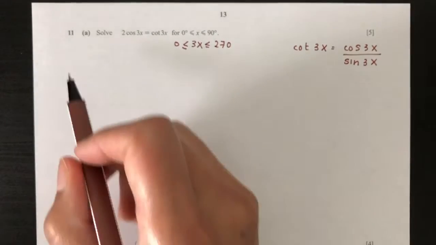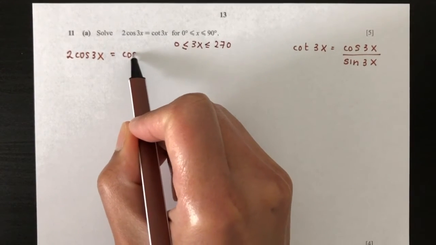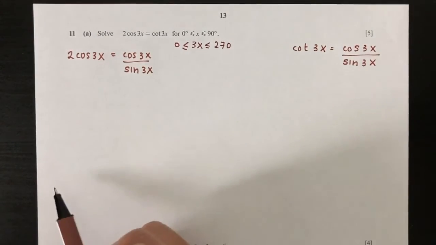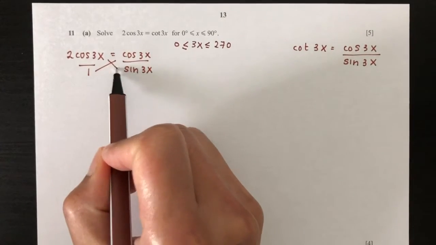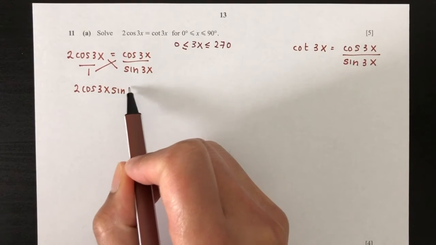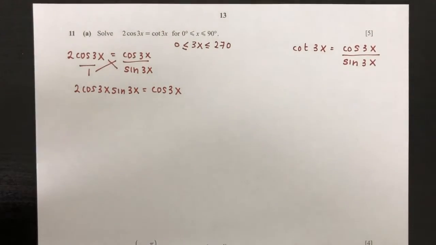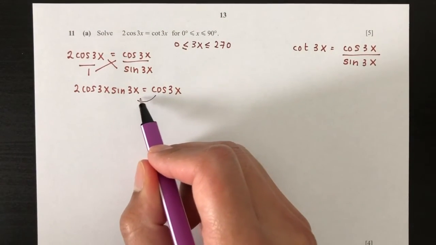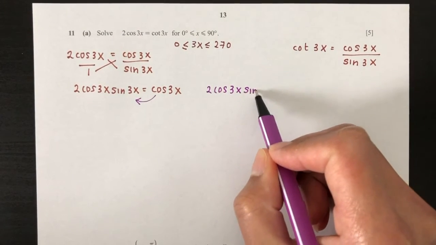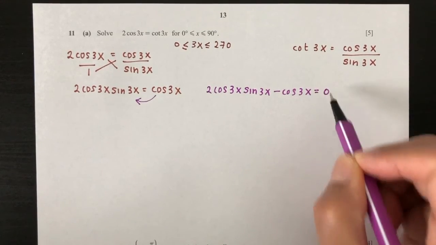Replace back in this equation, you will have 2 cos 3x equal to cos 3x over sine 3x. The first step is to cross multiply. You will have 2 cos 3x sine 3x is equal to cos 3x. Now what is the next step? We can send this one over here. You will have 2 cos 3x sine 3x minus cos 3x equal to 0.